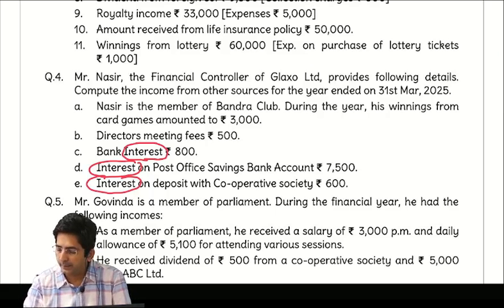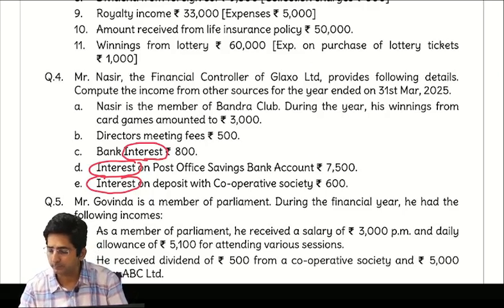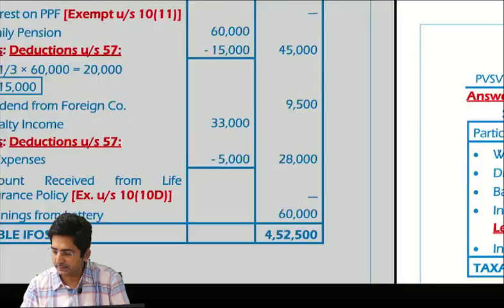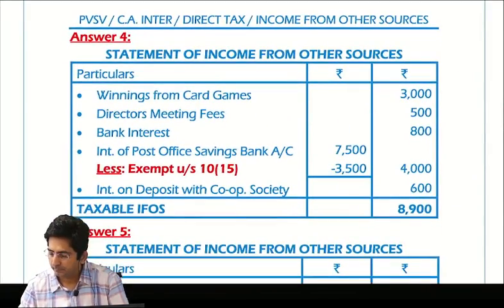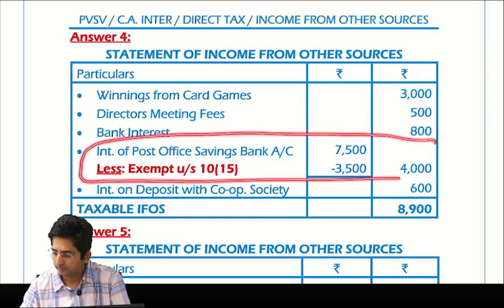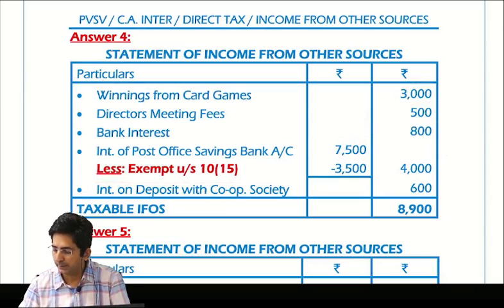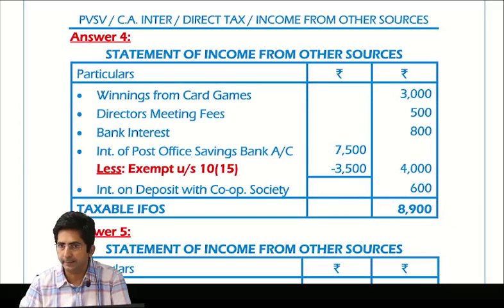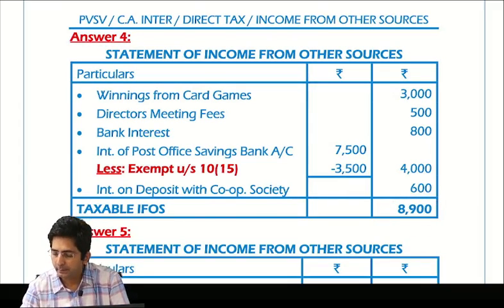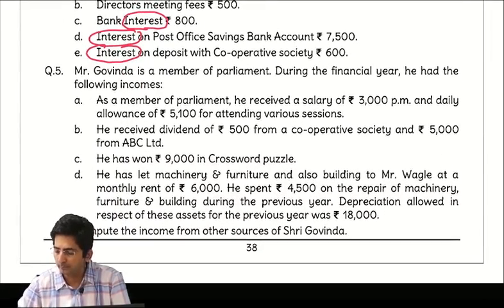Then what about interest on deposit with a cooperative society? Taxable. It is not in GPS. Just see the presentation. Winnings, directors' board meeting fees, bank interest, POSBA, the presentation is like this, and cooperative society interest 600 taxable. Total is 8,900. Getting it?